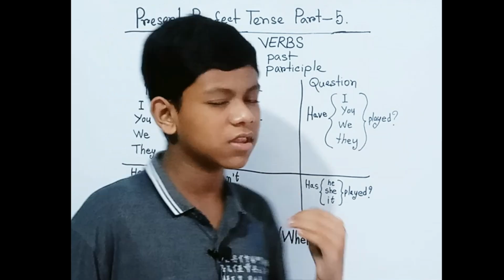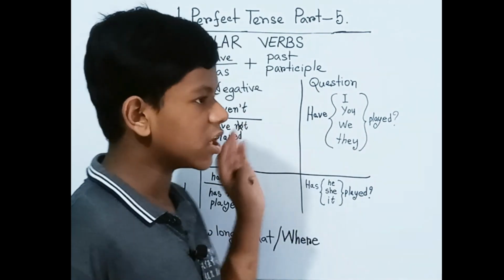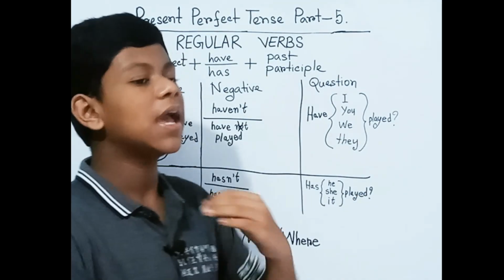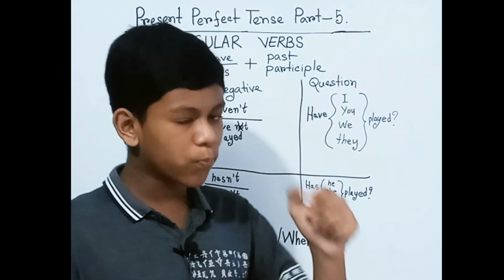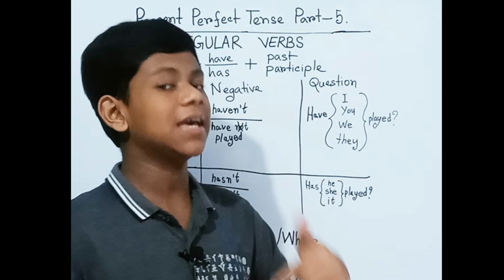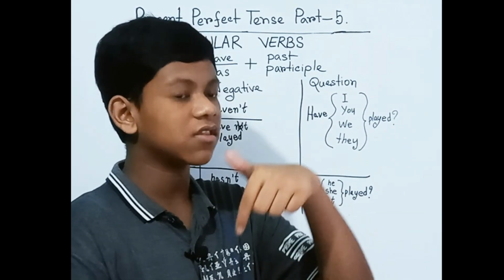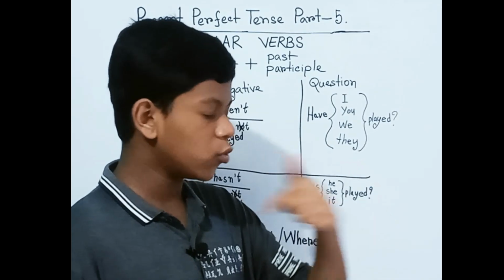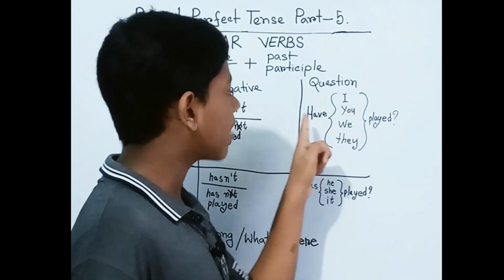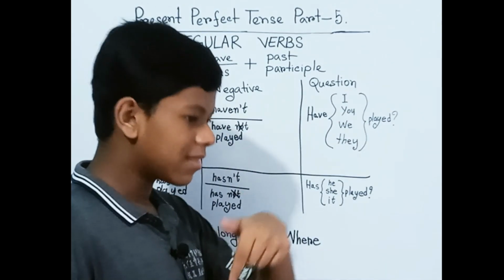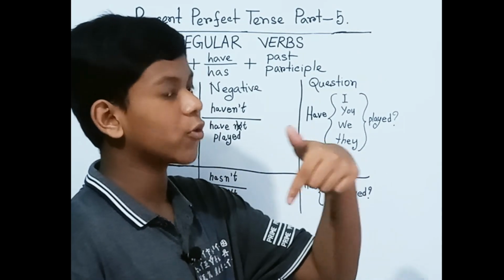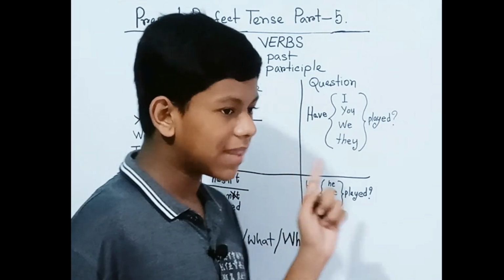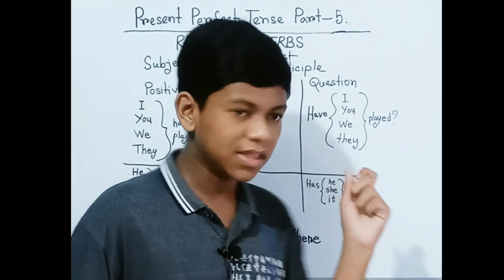What is the question formula? During a question we have to change the order a little bit. At that time we have to put the helping verb before the subject, like a formal grammar rule order. So let's see. Here we can see it like this: Have I played? See here.